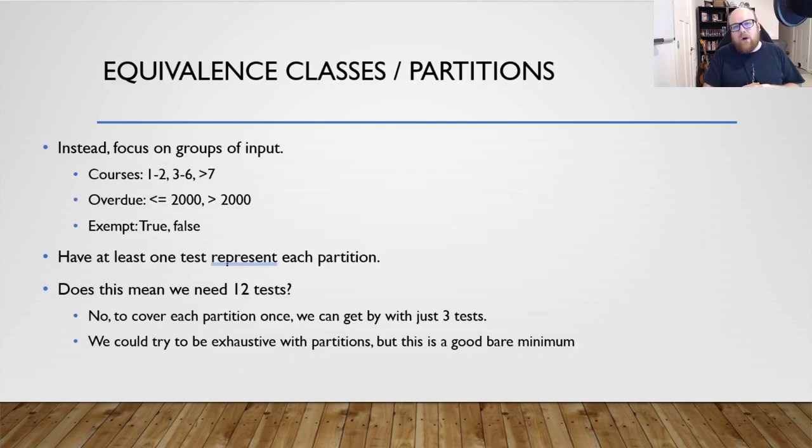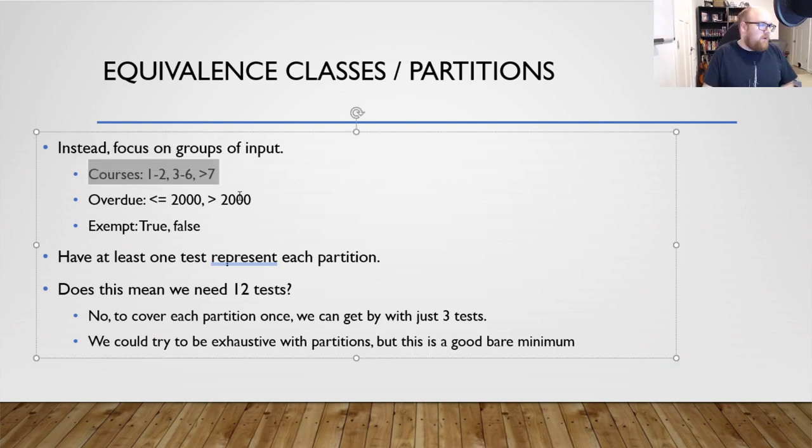So what we can do is break this up into what you'll hear called equivalence classes or equivalence partitions. The point is they are groups of inputs that behave largely the same. Since we have 3 groups of inputs, let's look at courses. With courses, there are 3 groups: 1 or 2, 3 to 6, and greater than or equal to 7. With overdue, it's less than or equal to 2,000 and greater than 2,000. With exempt, we have true and false. So now we have 3 classes, 2 classes, and 2 classes.